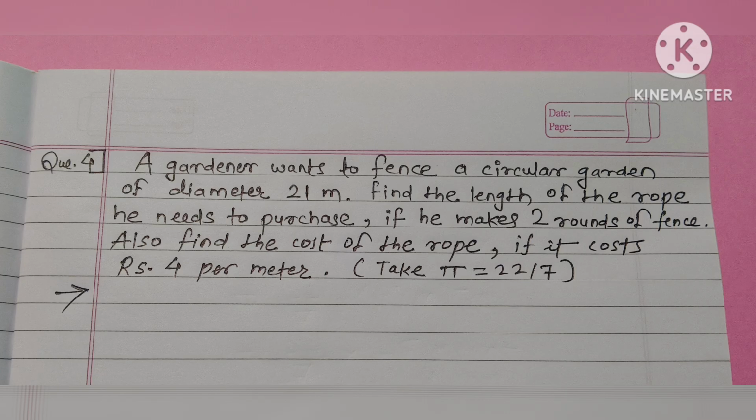Question number 4. A gardener wants to fence a circular garden of a diameter 21 meter. Find the length of the rope he needs to purchase if he makes 2 rounds of fence. Also find the cost of the rope if it costs rupees 4 per meter, and we have to take the pi value as 22 by 7.